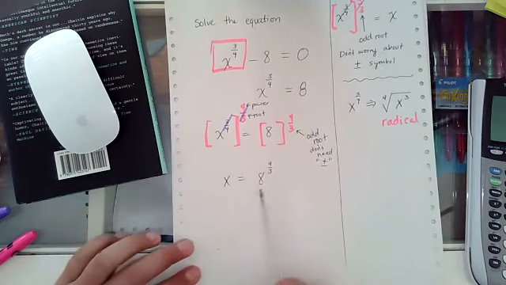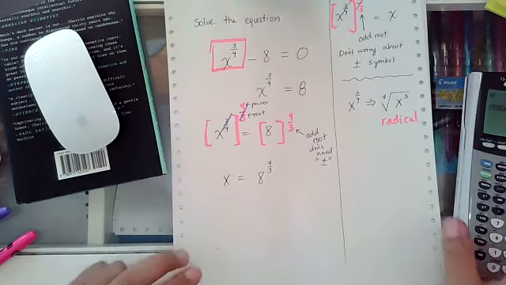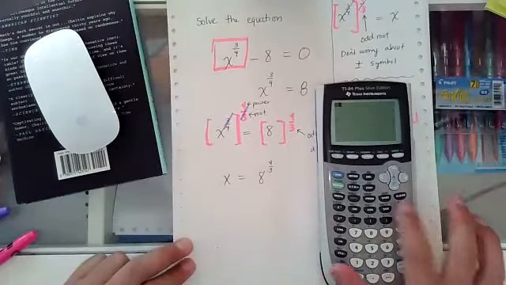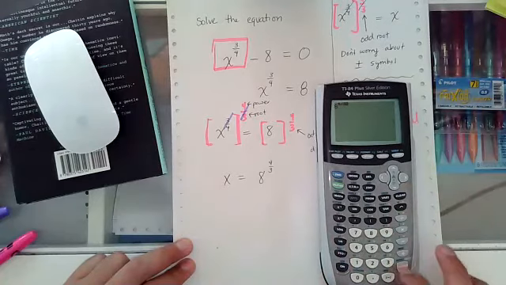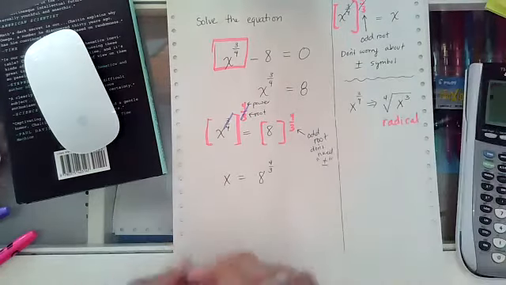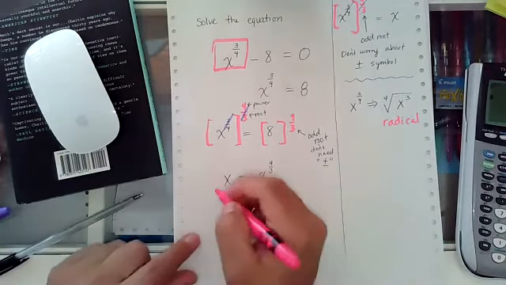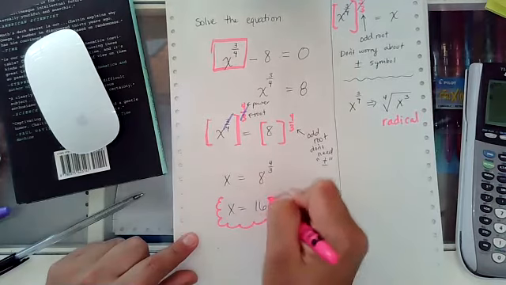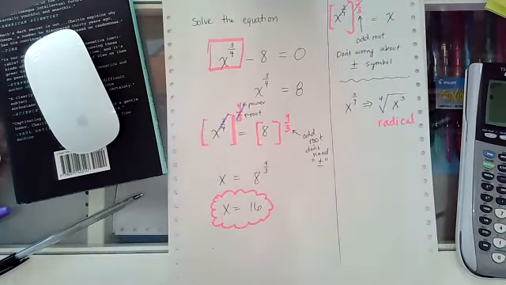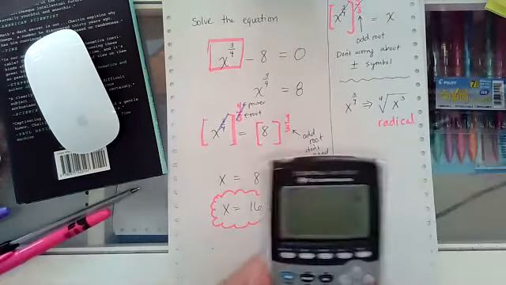So I can simplify this by hand, or I could just throw this in the calculator and call this 8 raised to the 4/3 power, and you get 16. So x is equal to 16. I always put this in a bubble if I'm not sure if that's going to be the final answer.